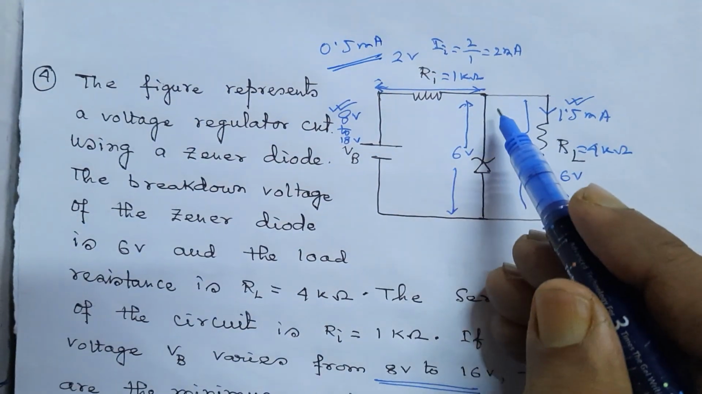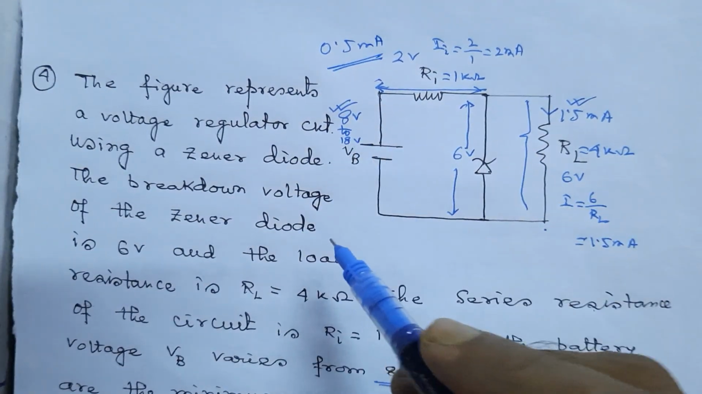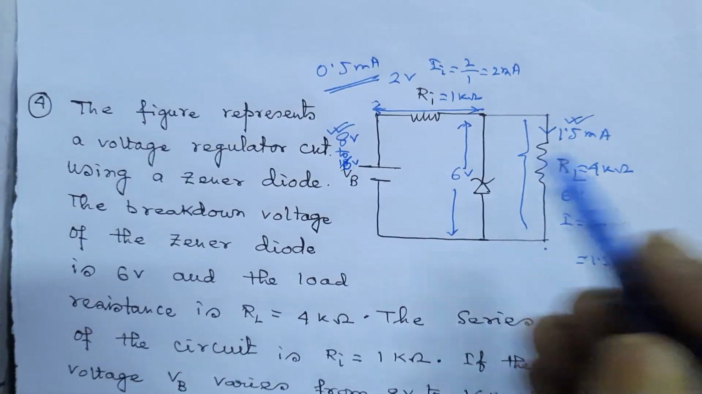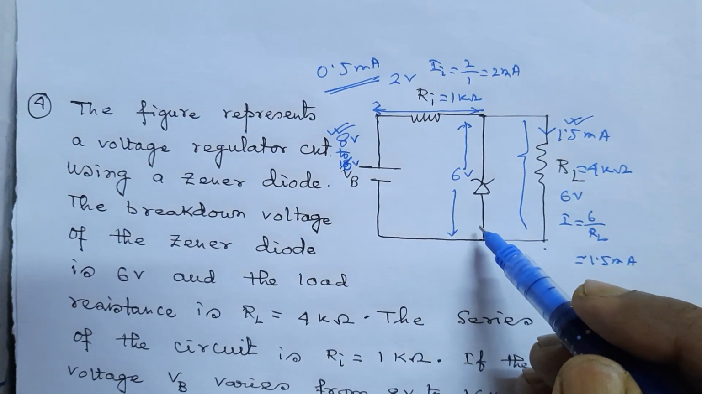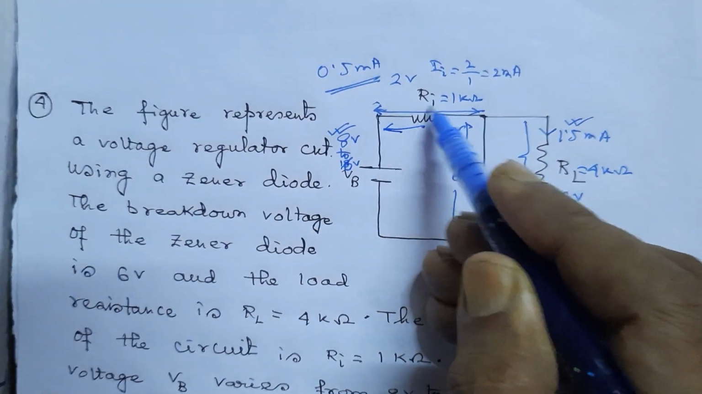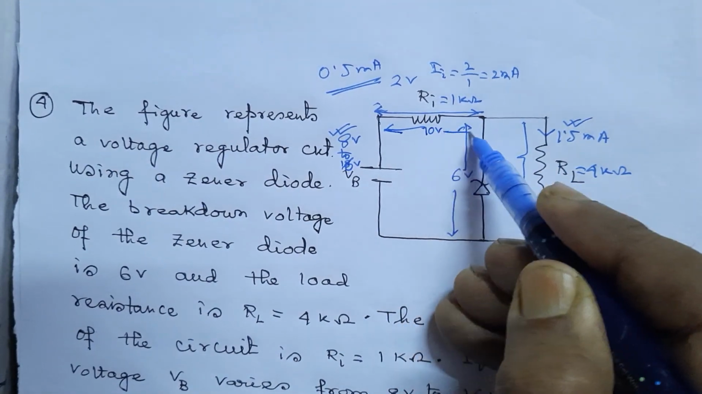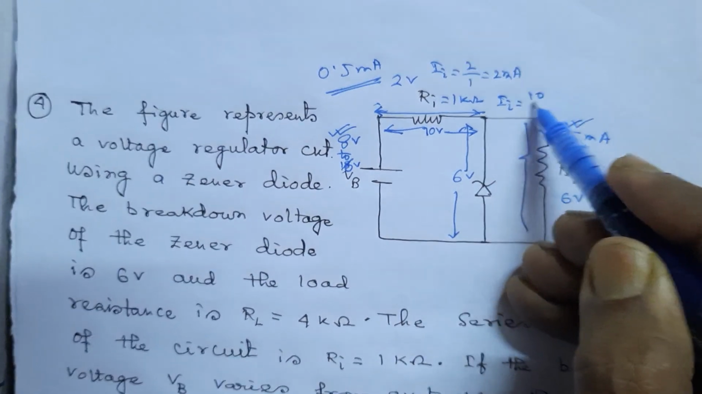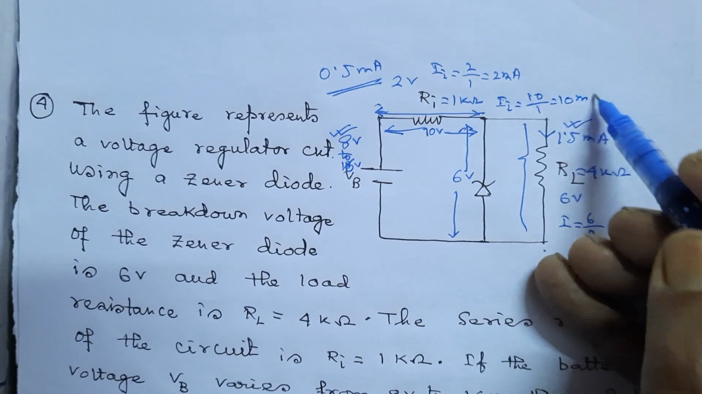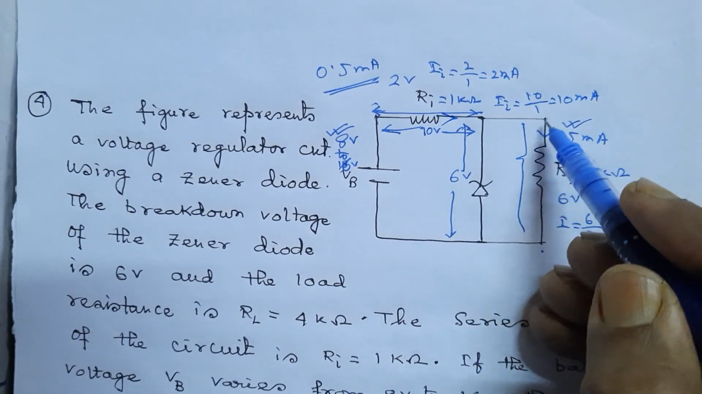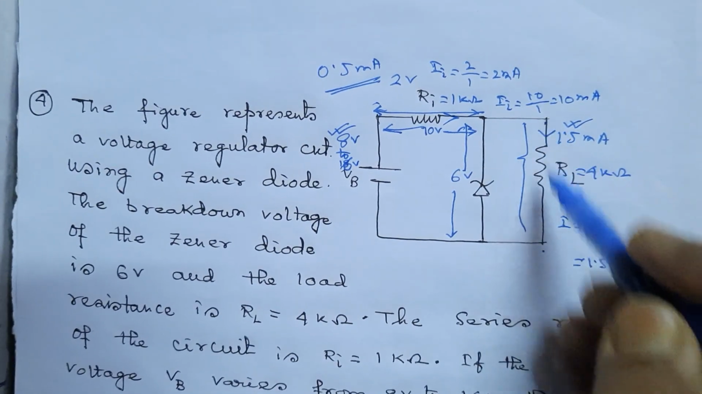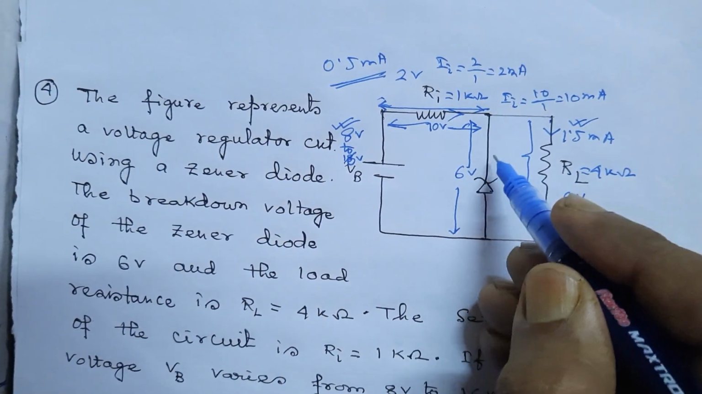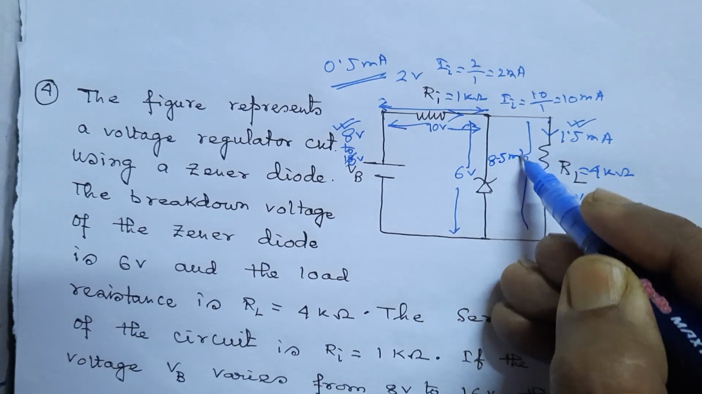For the second case, the total voltage varies from 8 to 16 volt. So total voltage is 16 volt. Voltage drop across the Zener diode is 6 volt. So the voltage drop across RI is 10 volt. So the current II through RI is 10 by 1, that is 10 milliampere. Of the 10 milliampere, current through the load resistance is 1.5 milliampere. So the rest of the current goes through the Zener diode, and it is 8.5 milliampere.